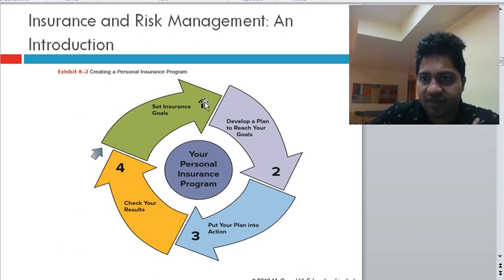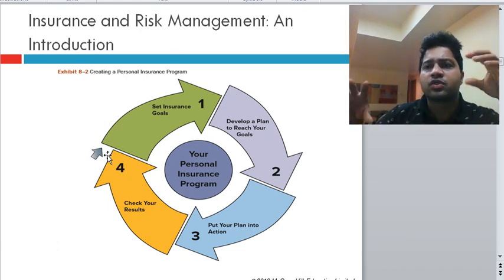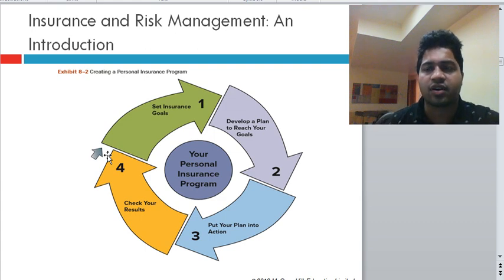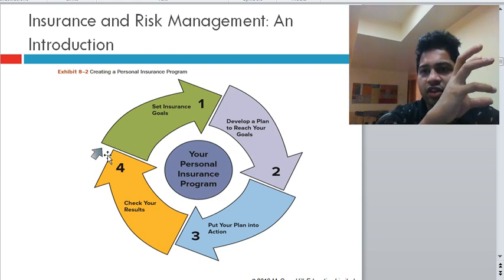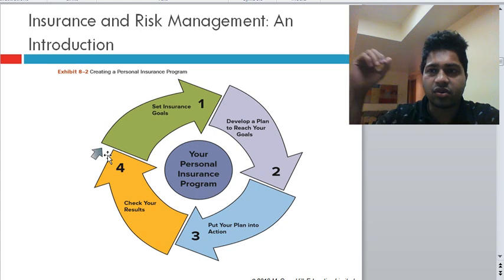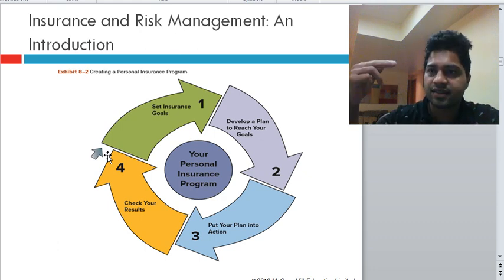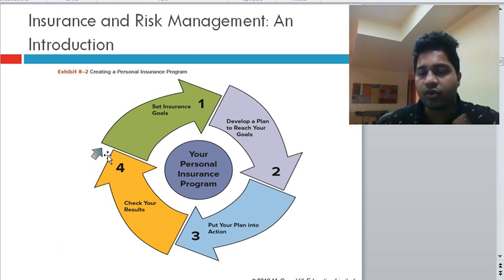Start building a safety net, develop a plan to reach your goals, put your plan in action, and check your results. So have a plan for all three. Find out what you can do to have self insurance. First, let's start from ground zero. Have plans to reduce the risk, and plans to counter the risk. In countering risk, have plans for taking support from self insurance, from the private sector, and from the government.